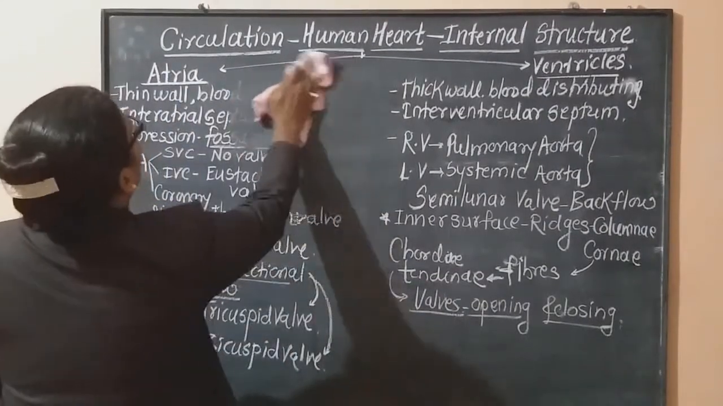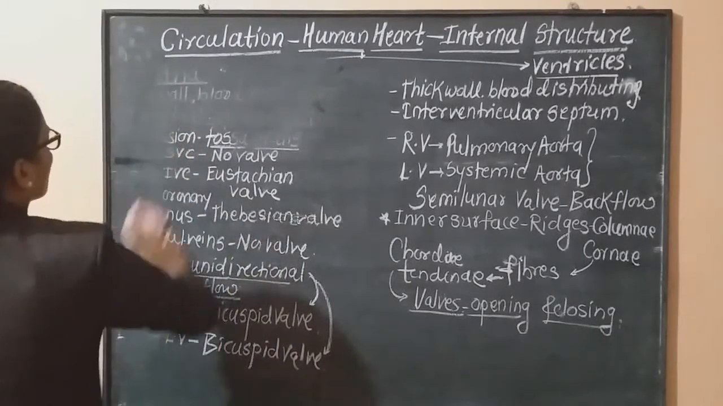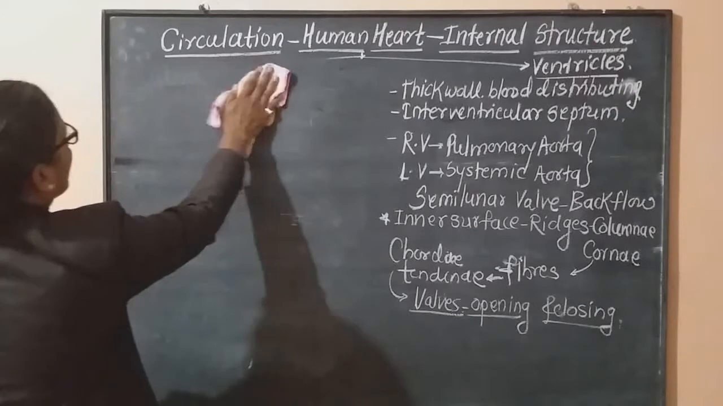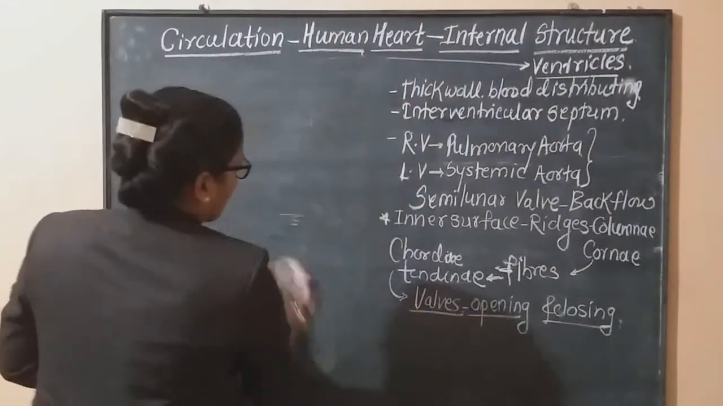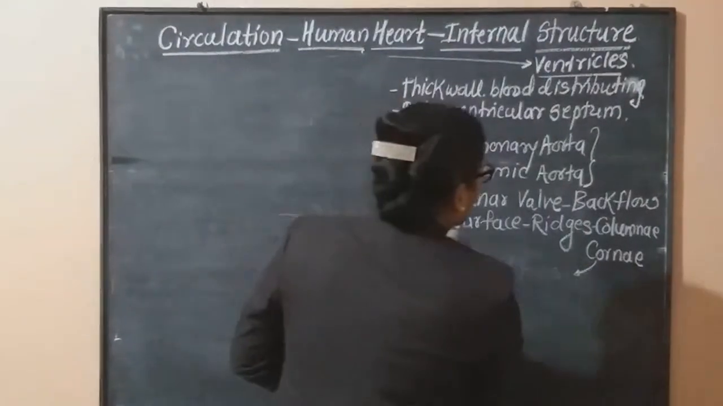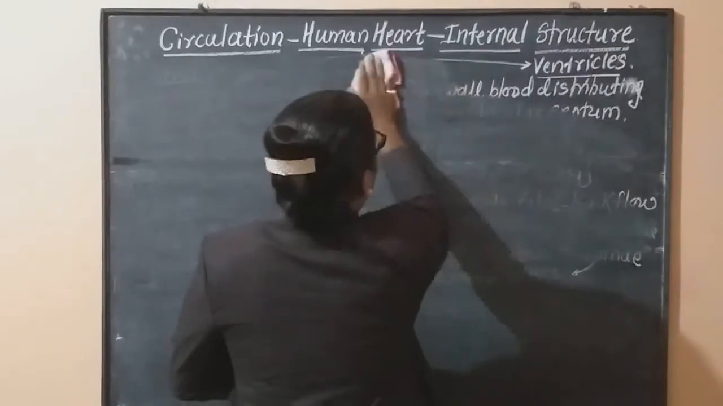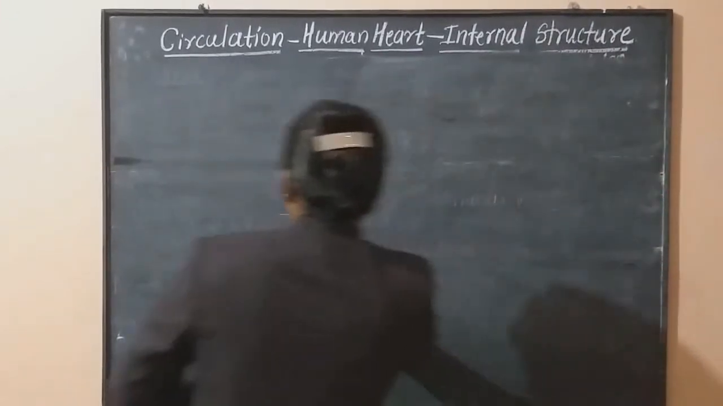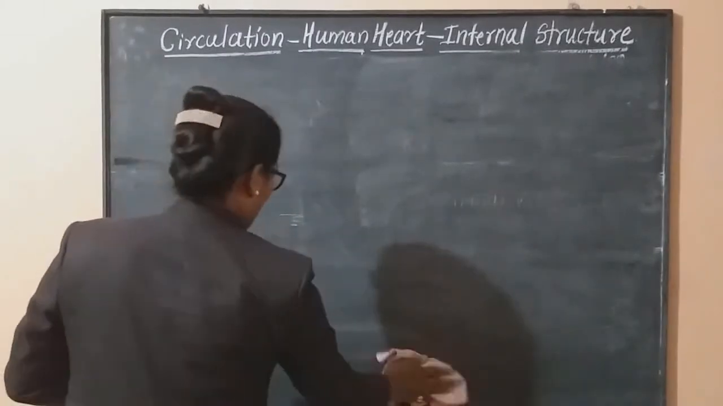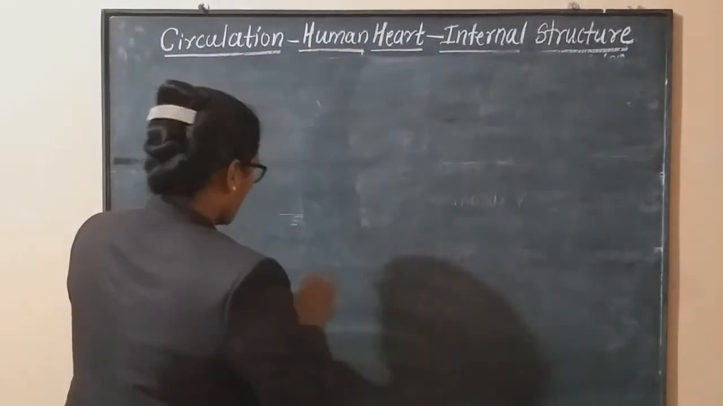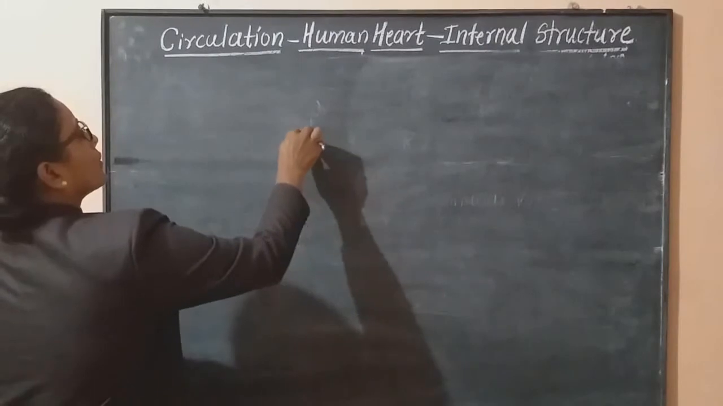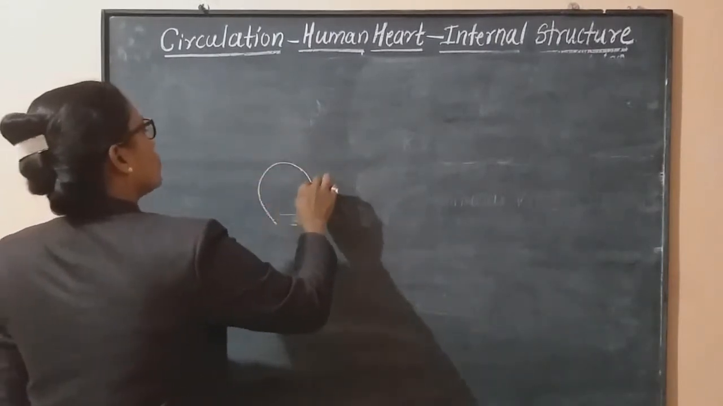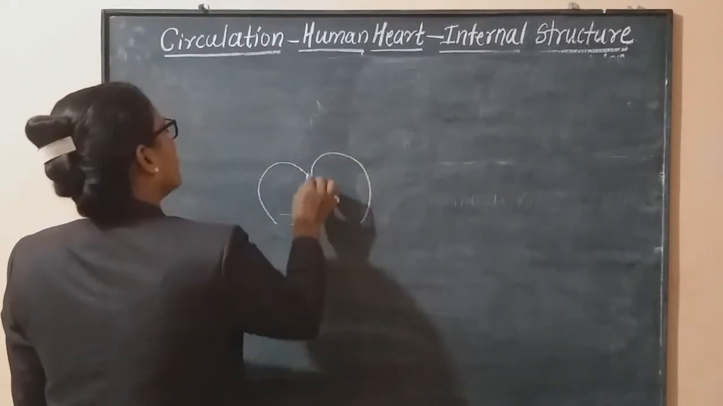Now we are going to draw the structure of the human heart. Most of the points we already covered in the external structure. Some new points came in this internal structure, that is, regarding the valves. See, the uppermost chambers are the two atria.